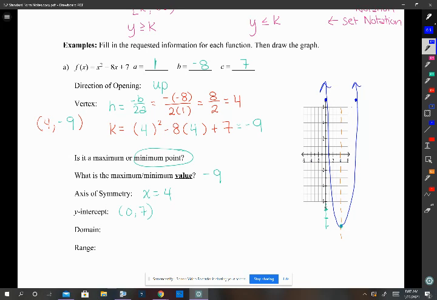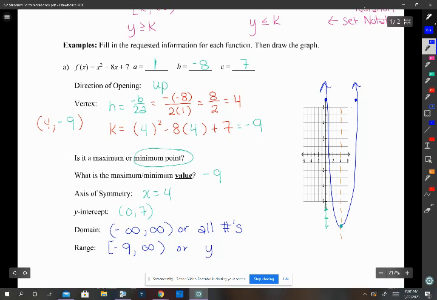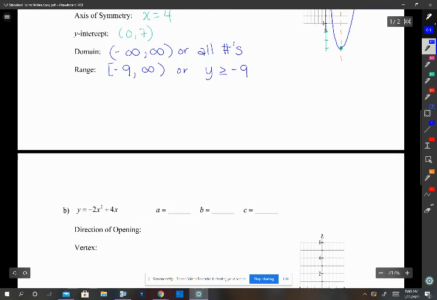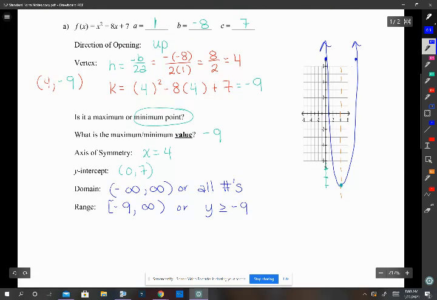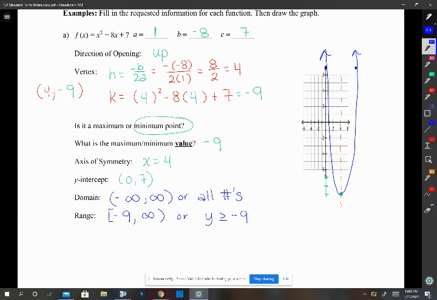With that, then we know the domain. So our domain is -infinity to infinity, or all real numbers, depending on what it's asking, if we're on the computer or not. And then the range is your lowest point, which in this case is -9, to your highest point, and it goes on forever, so it goes up to infinity. If you're doing set notation, then you would say y is greater than or equal to -9. And that's that example. Let's stop the video here and then we'll do video 2.